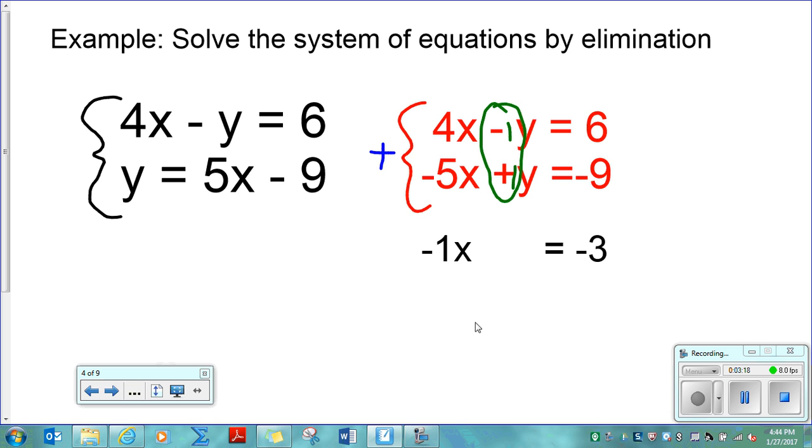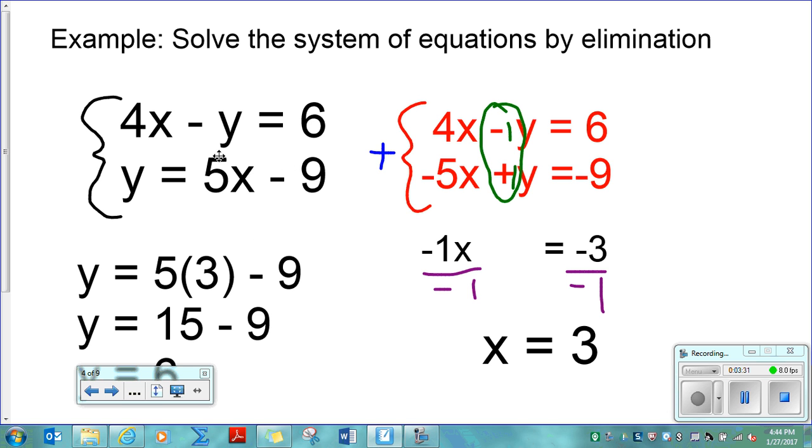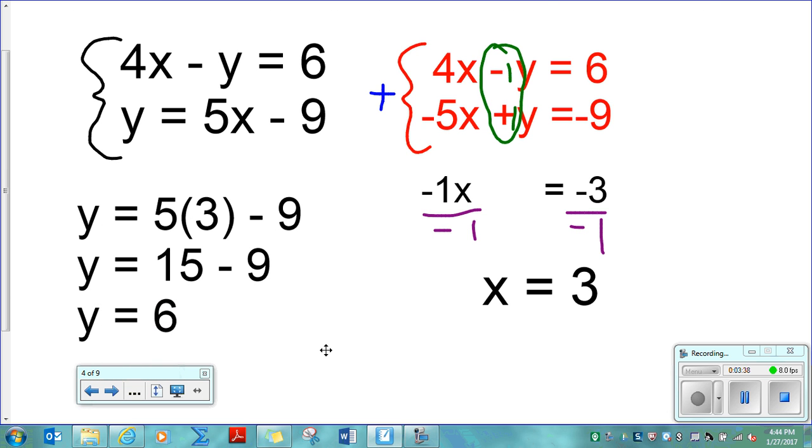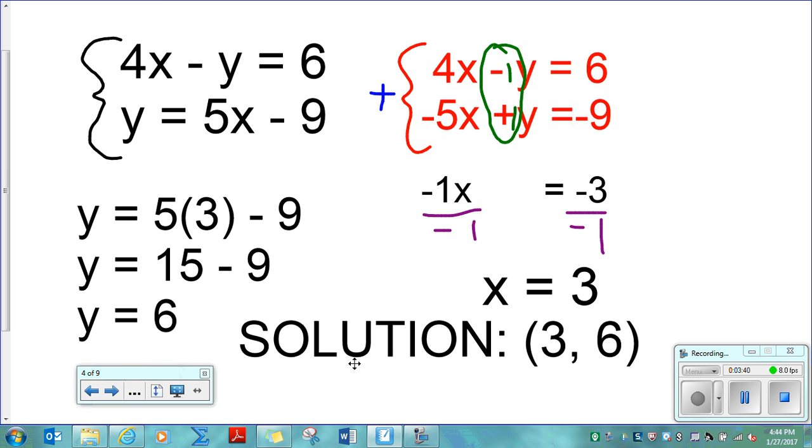So now we just go ahead and solve for x. Divide everything by negative 1, so we get x equals 3. So now we know what x is, we're going to plug that back into one of these two equations and solve for the y. I'm going to plug it back into this one. So 5 times 3 gives us 15, 15 minus 9 gives us 6, so our solution is (3, 6).